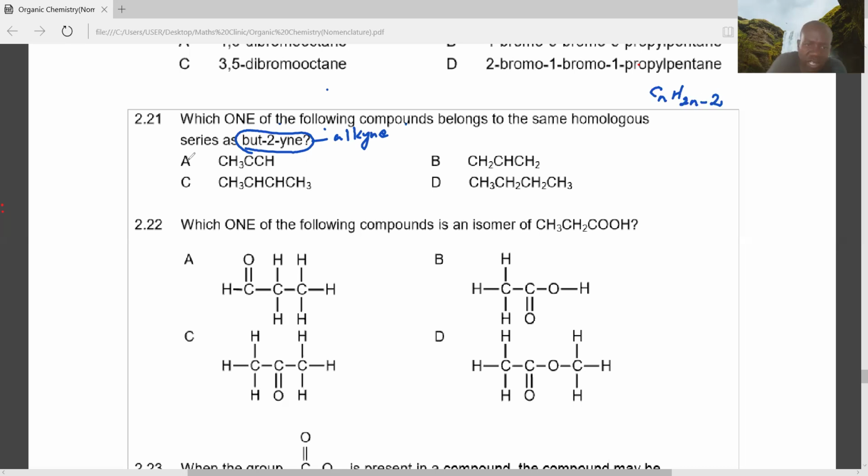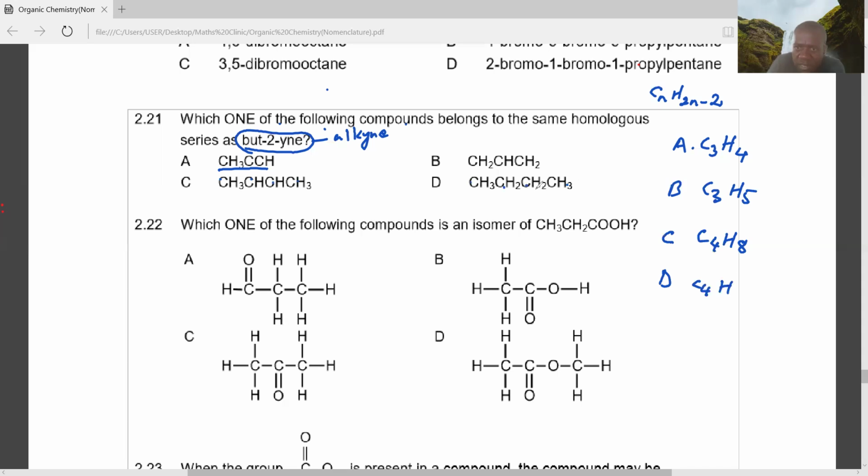CnH2n+2. Let's count the number of carbons in option A. In terms of carbon, 1, 2, 3, we only have 3 carbons. What is the hydrogen? 3, 4. We only have 4. Let's look at B. What is the molecular formula for B? 1, 2, 3 carbons. How many hydrogens? 4, 5. It's 5. Let's look at C. How many carbons? 1, 2, 3, 4. 4 carbons. Hydrogen, 3, 4, 5, 6, 7, 8. It's 8. D. How many carbons? 1, 2, 3, 4. C4.